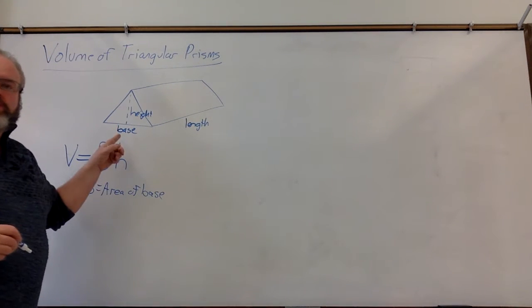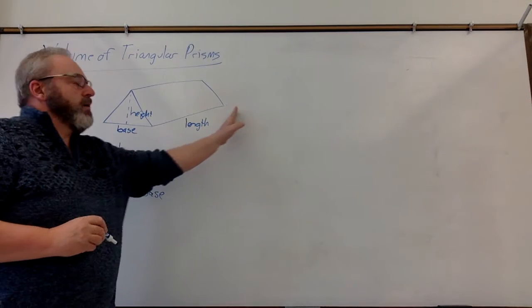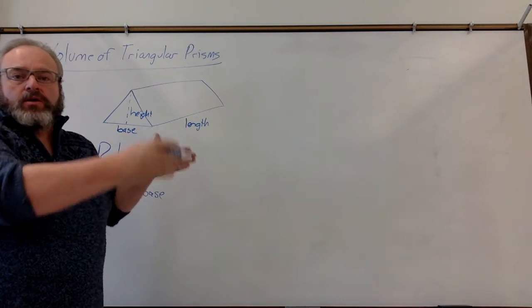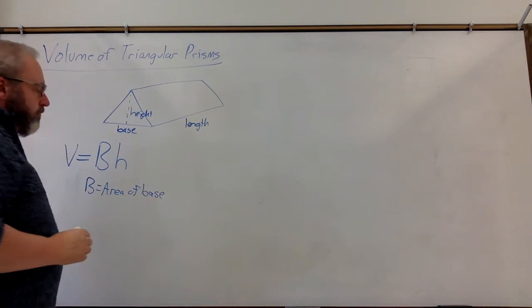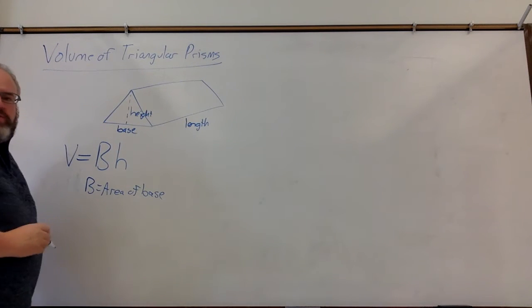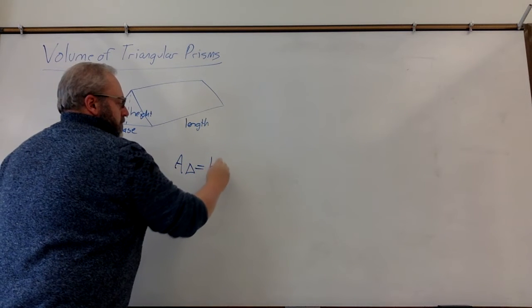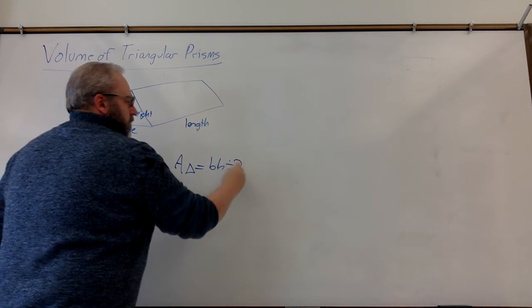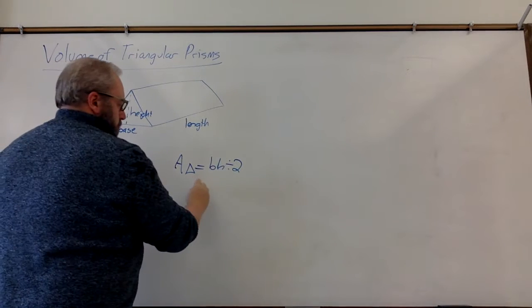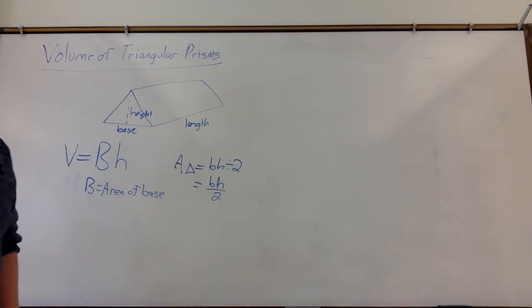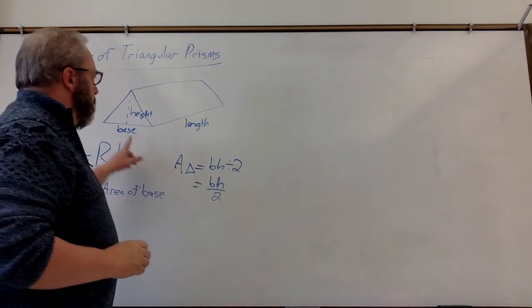Okay, so here's what we do. First, we have to find the area of the triangle and then multiply by that other measurement, length or height, depending on whether it's standing up or lying down like this one. So start with the area of the triangle. Base times height divided by 2, which can be written either way.